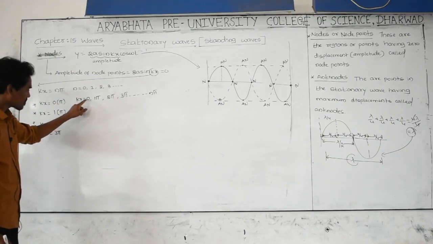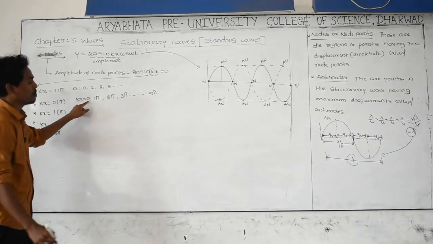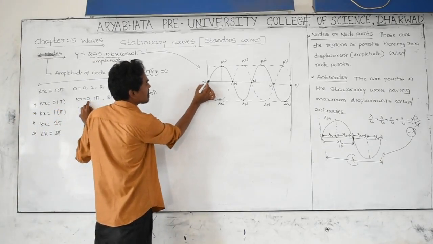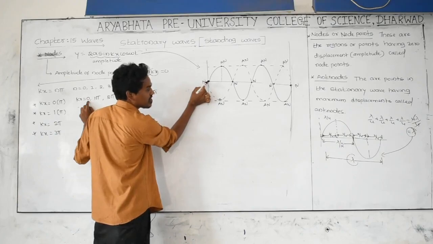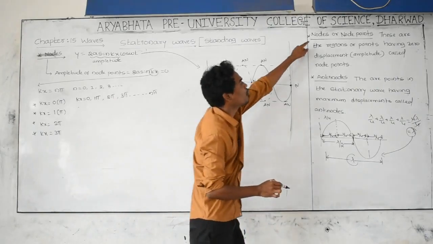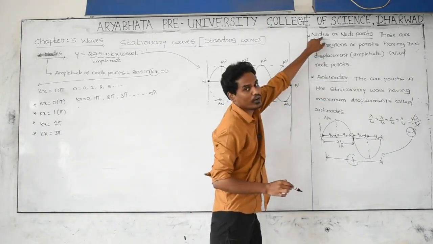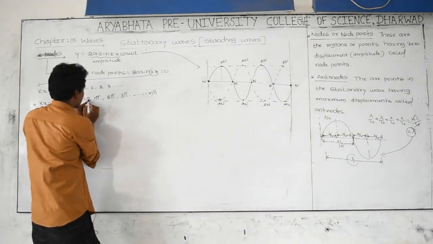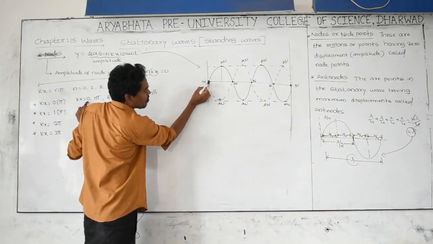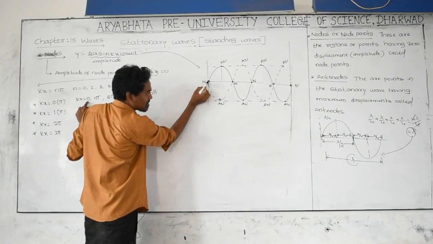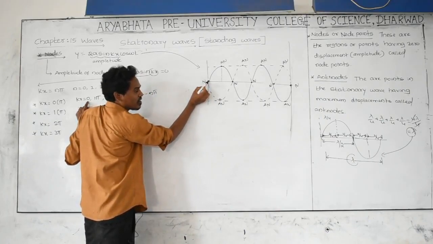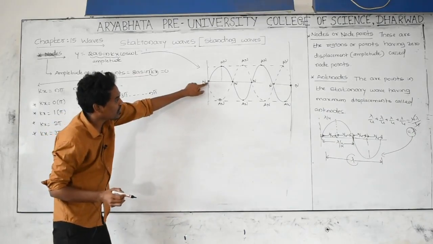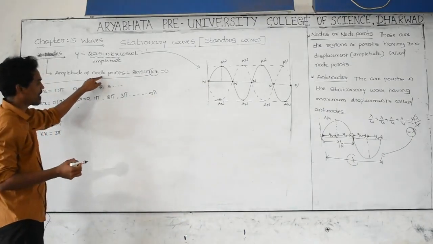Let us see here, kx is equal to 0, which means the phase angle is equal to 0. Where is the phase angle? This is 0 degree. 0 degree means what is the displacement here? Displacement is equal to 0, so do you call it a node point or an anti-node point? Yes, it is a node point, because the angle is 0 degree. At this point the displacement is 0, so can I call it a node or anti-node? This is a node point. Yes, you are getting it now.